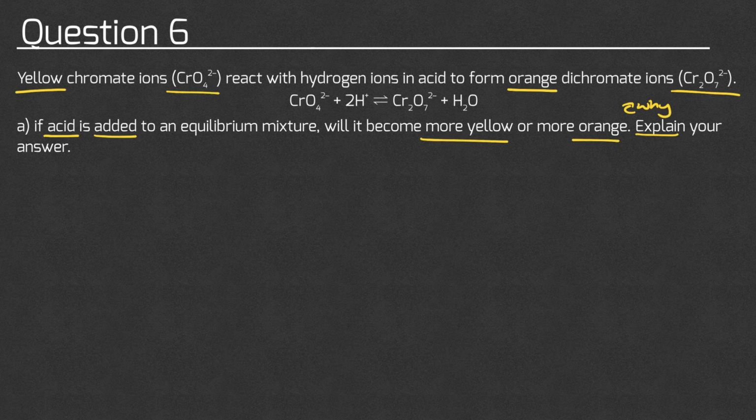So there's a lot to take in this question. We've now got to link the colours to the different chemicals being used. We've got to know what happens if we add more acid and what that will do to the colours. This is an explain question, so we need to give a reason why the solution would go one colour or the other colour.